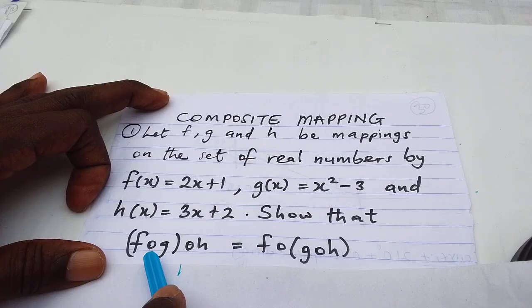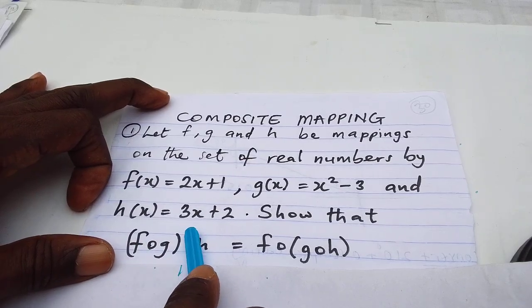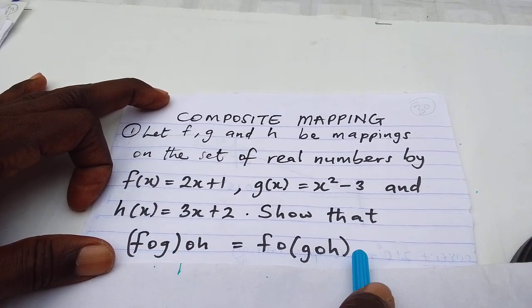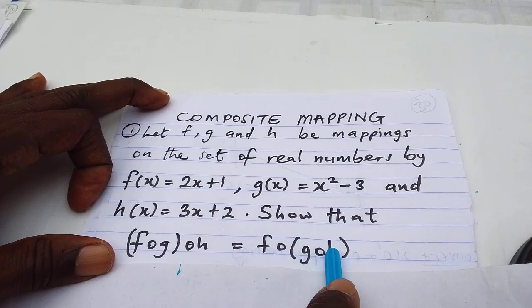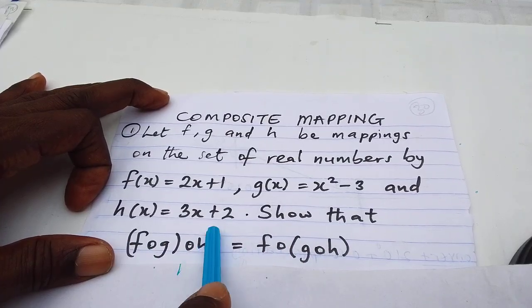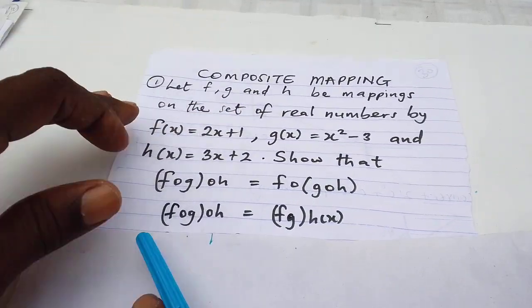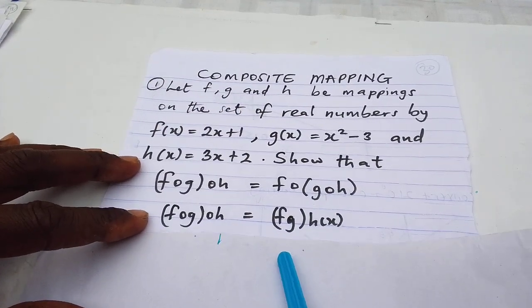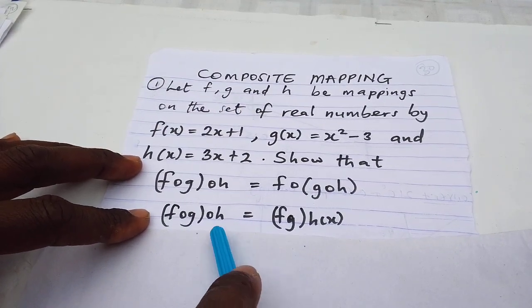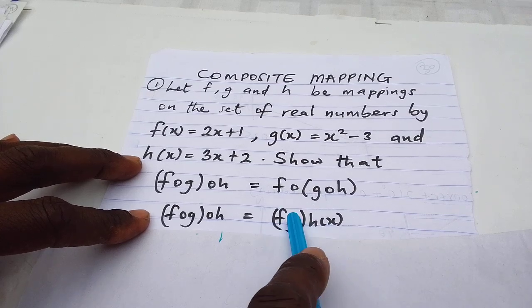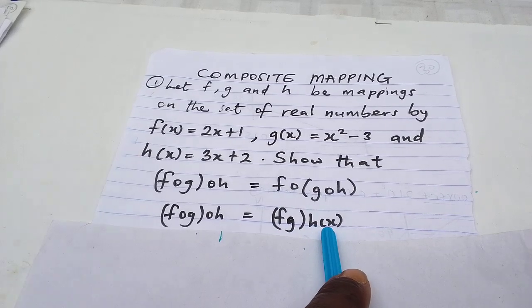Now you want to show that this mapping, if you look for the composite mapping of this one, is equal to the composite mapping of this. So we are going to start with the left hand side here. So we are having what? fo(goh) is the same thing as writing fg of h of x.